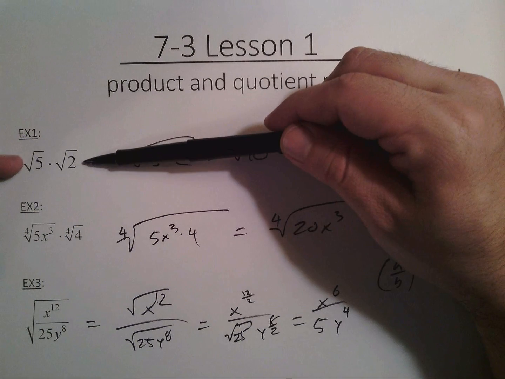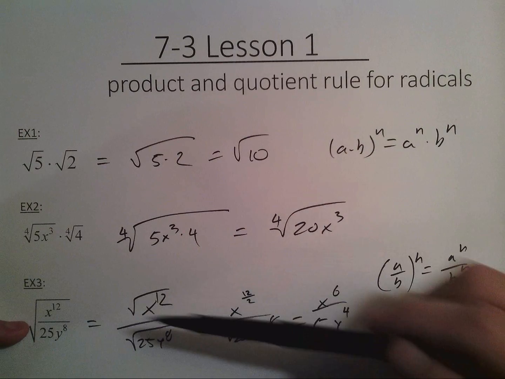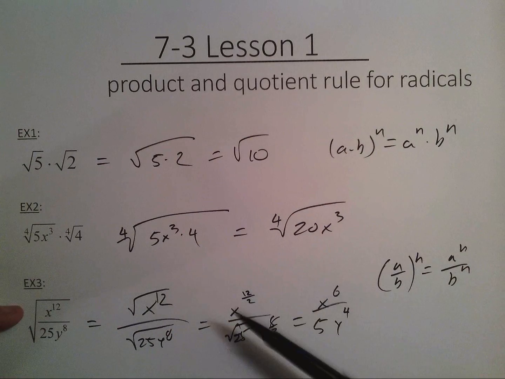So again, when I have two radicals times each other, I combine them. If I have two radicals, I could rip it apart and do radical on the top, radical on the bottom, and do those individually.